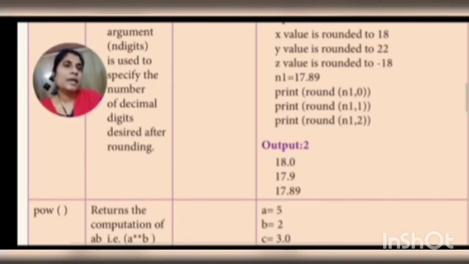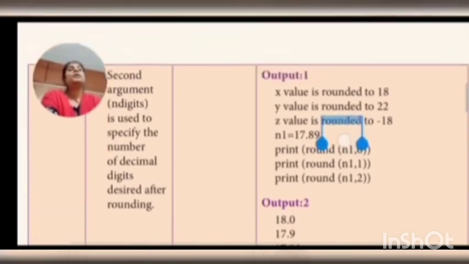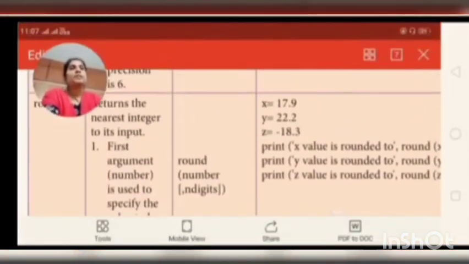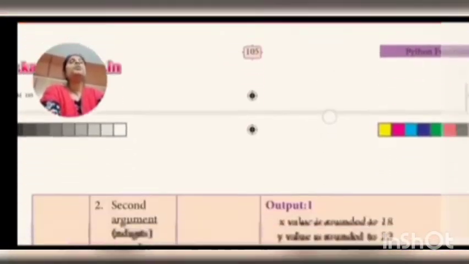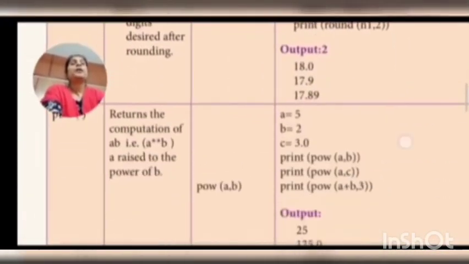Next time we send n1 comma 2. This time we specify that it can return us 2 decimal values, that is 2 precisions are allowed. So this time it returns us 17.90.